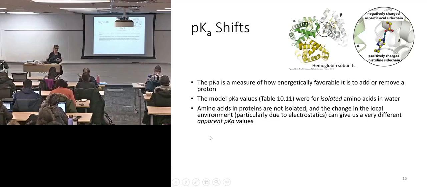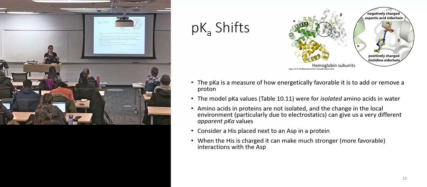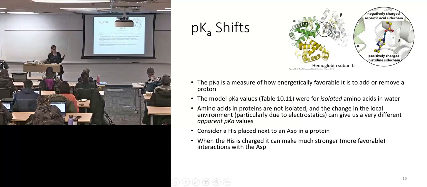And so what we're going to calculate is the real-life pKa of histidine when it's inside of hemoglobin, as opposed to if it's this 6 value all by itself. So consider a histidine placed next to an aspartic acid in a protein. When the histidine is charged, it can make a strong, favorable interaction with the aspartic acid because they have opposite charge. If histidine doesn't have that proton on and it's not positively charged, it can't participate in this. Okay?